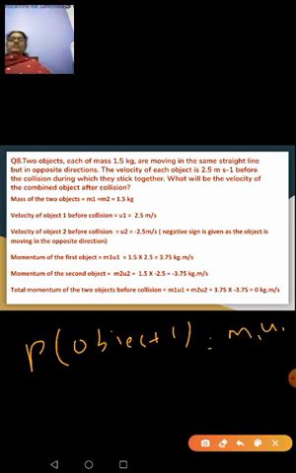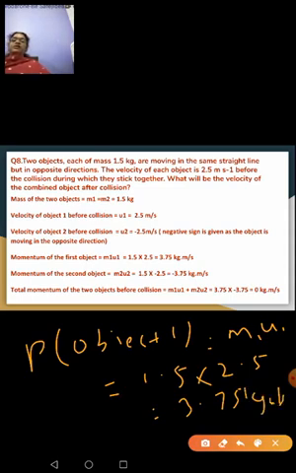We have assumed the mass of the first object as m1, and the velocity shown by the first object before collision as u1. So that is equal to 1.5 into 2.5. See, 15 into 25 is 375, with 2 decimal places, which is equal to 3.75 kilogram meter per second, the unit for momentum. Clear to you? This is the momentum shown by the first object.